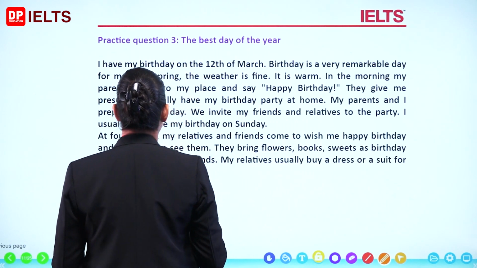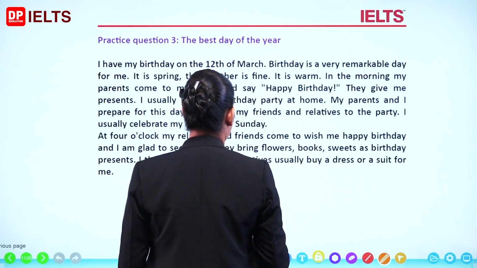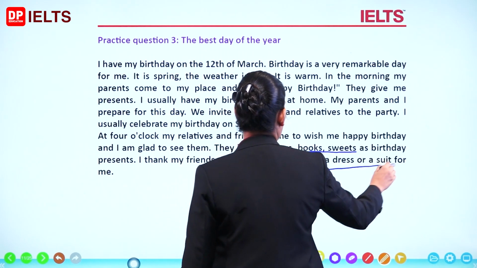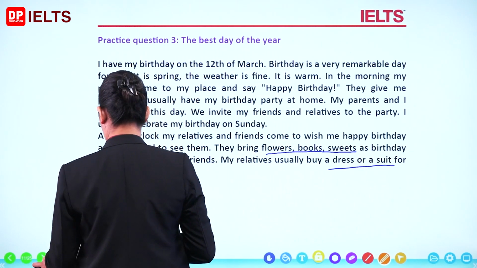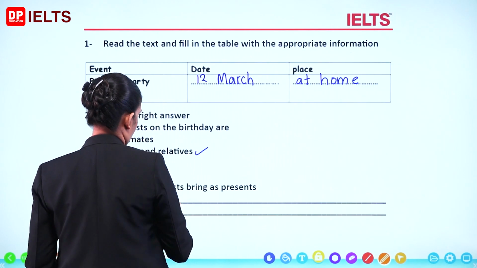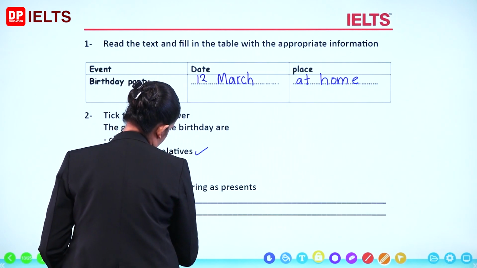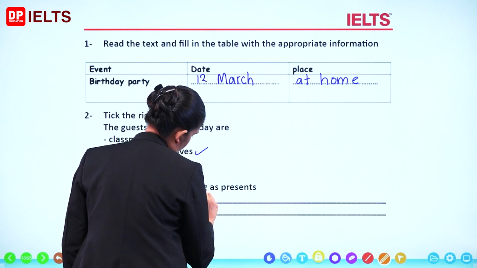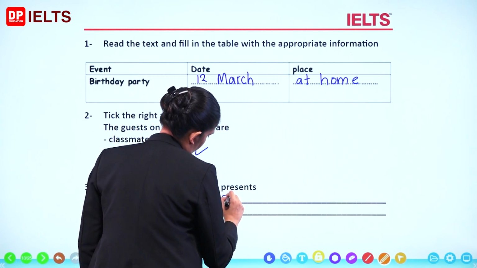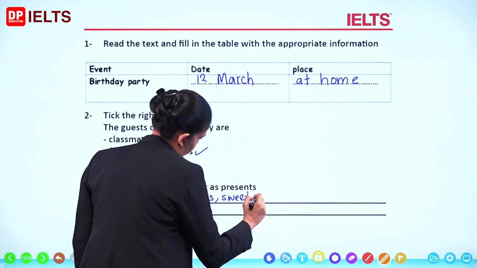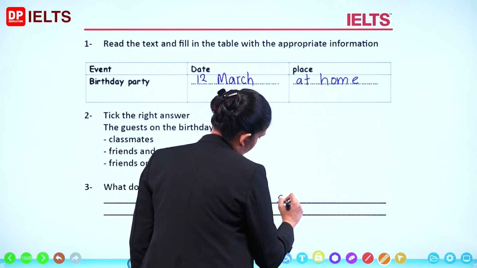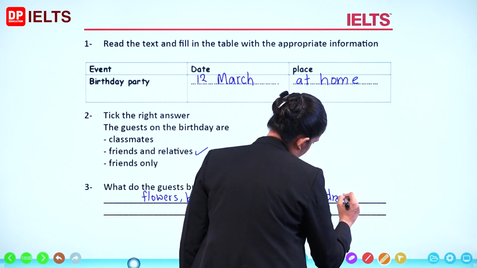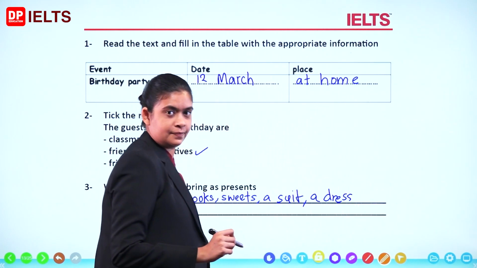Right. So, happy birthday. They bring flowers, books, sweets, a dress or a suit. Okay. So, they could bring flowers, books, sweets, a suit, a dress, any of these, right?